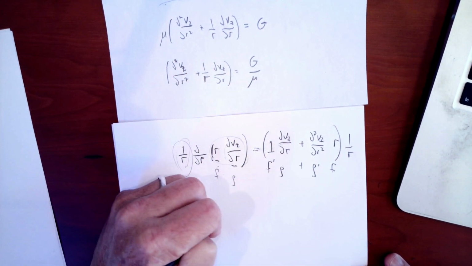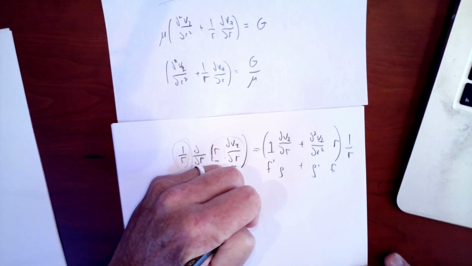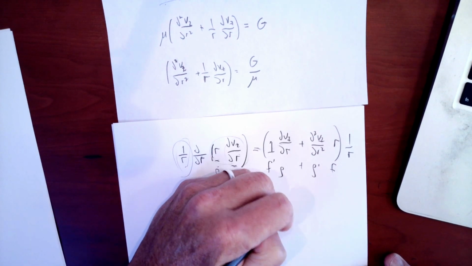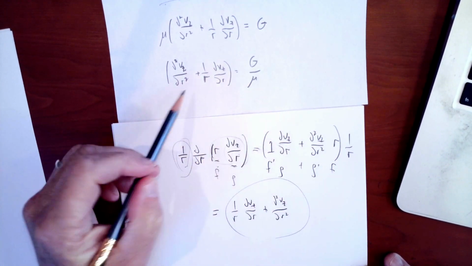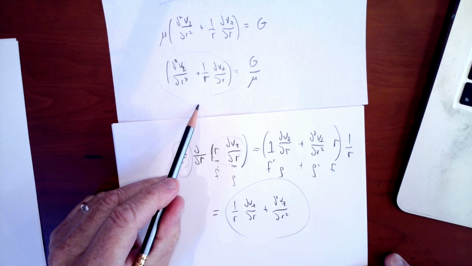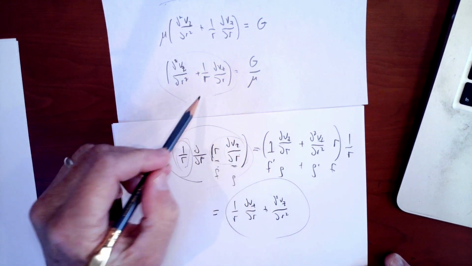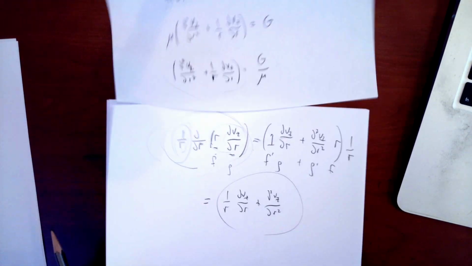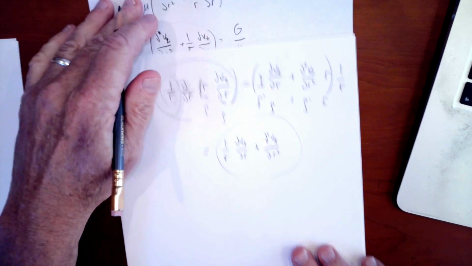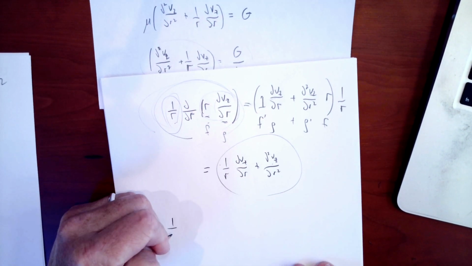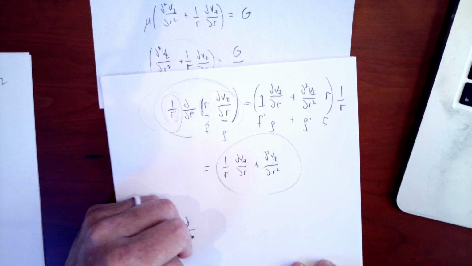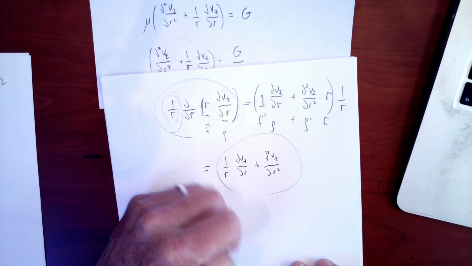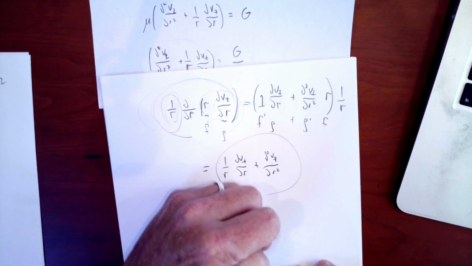And when you do that, you get 1 over r dvz dr plus r over r, which is just 1, d squared vz dr squared. So you get back exactly what we said we needed, but in a different form. Now we can rewrite this equation using this form of the left-hand side. So the left-hand side is the new form, which is 1 over r d by dr of r dvz dr, and that's equal to g over mu.